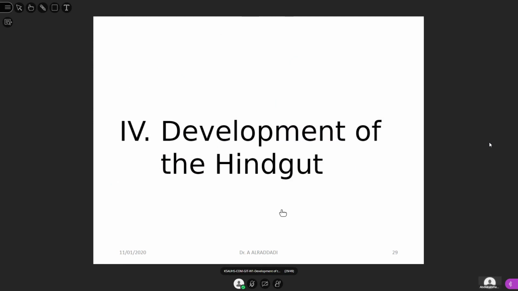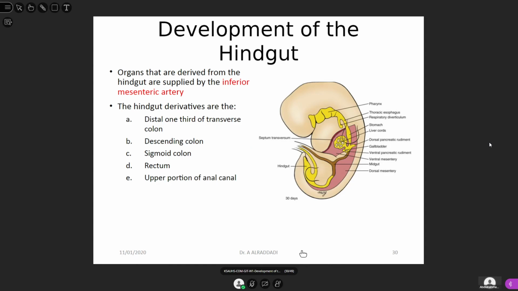Then we have the development of the hindgut. We said the hindgut is supplied by the inferior mesenteric artery, and the hindgut derivatives include the distal third of the transverse colon, descending colon, sigmoid colon, rectum, and the upper portion of the anal canal.